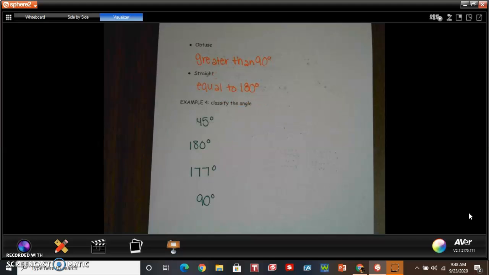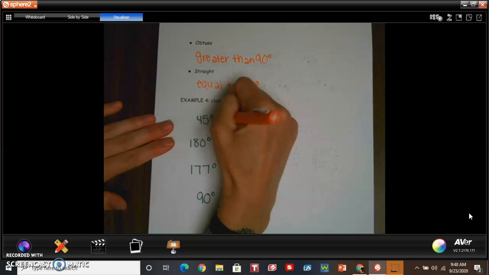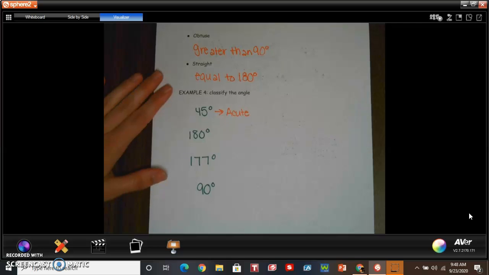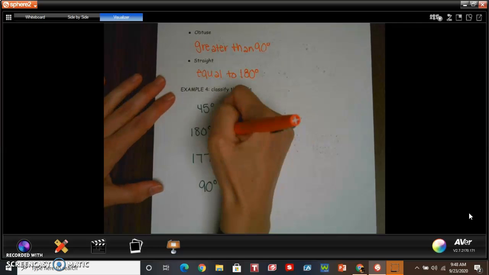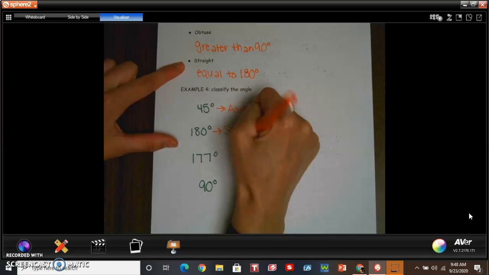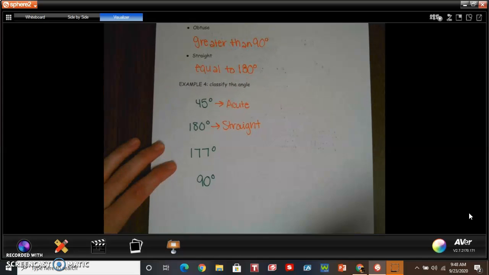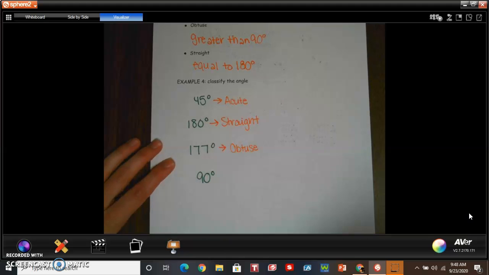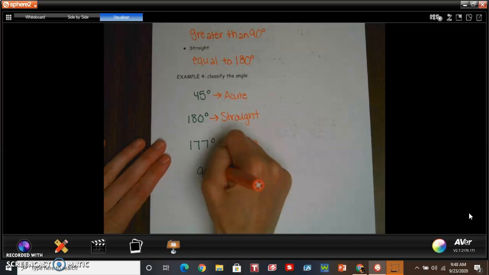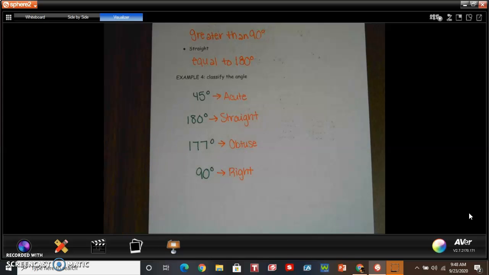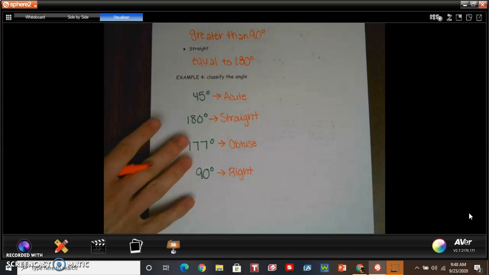All right, 45 degrees. 45 is less than 90, so that would be acute. Okay, 180, equal to 180, that is straight. 177, that is greater than 90, so that is obtuse. And 90, well, we have one that is equal to 90, that is right. So there are all of your angle classifications.